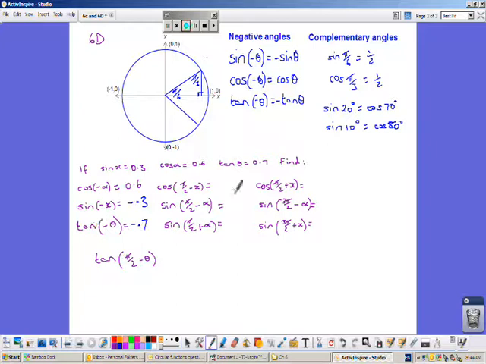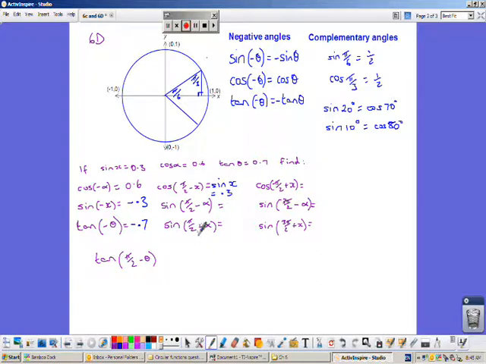For the complementary angles, when we look at cos of pi on 2 minus x, we're in the first quadrant here, so we know that cos of an angle is equal to the sine of its complement. So that means that cos of pi on 2 minus x is equal to the sine of x, which we know is 0.3.